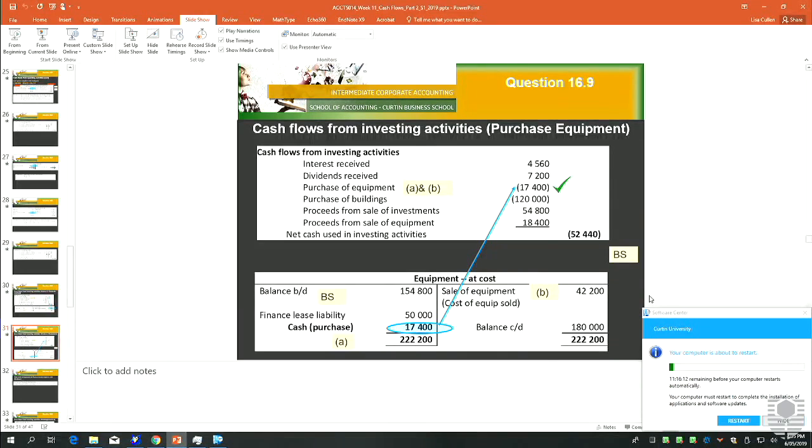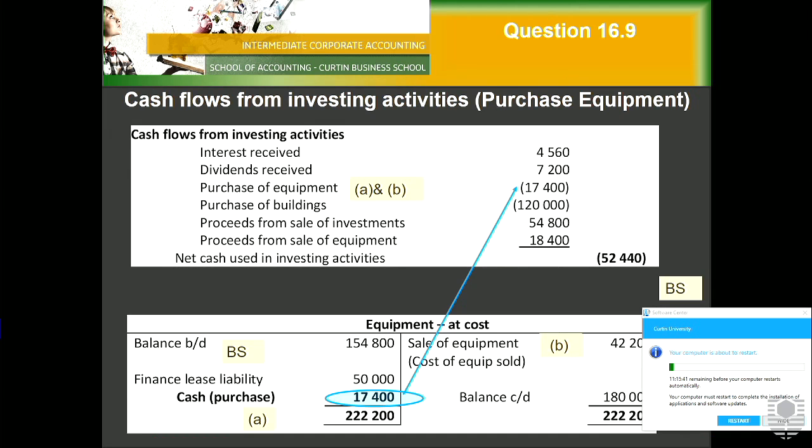Right. We've got our opening and closing balances. We've sold 42,200. So notice on the credit side of the asset, because we've sold it, it's no longer there. We've also got that finance lease liability. There's no other cash purchase, it's just that 17,400. We haven't bought anything else that's not been listed. So we've recreated that just to make sure.